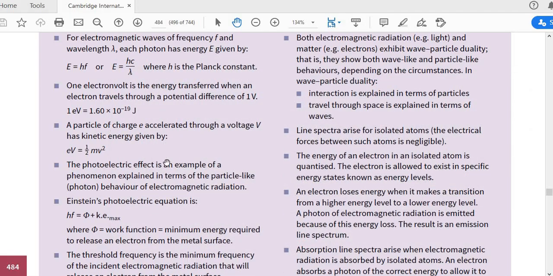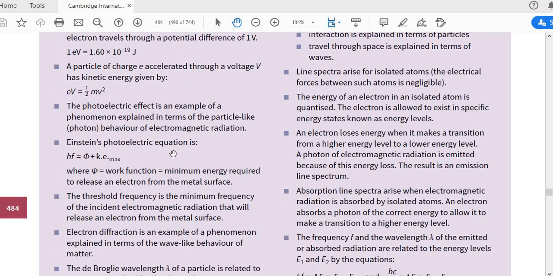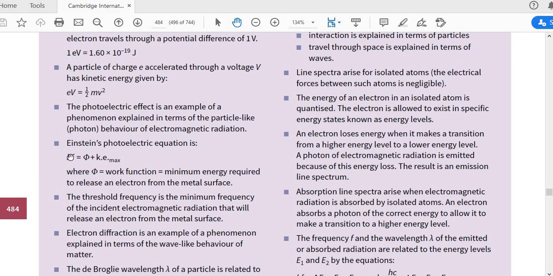Then the photoelectric effect is an example of a phenomenon explained in terms of the particle-like photon behavior of electromagnetic radiation. Now this is what I explained a little bit in the beginning, and this is the equation for that. So let's quickly have a look at a diagram of this so you can understand it better. This is actually the energy of the photon. This is called the work function phi. It's a Greek letter, and this is the kinetic energy of the photoelectron, or the electron that is emitted as a result of the photon hitting the metal surface.